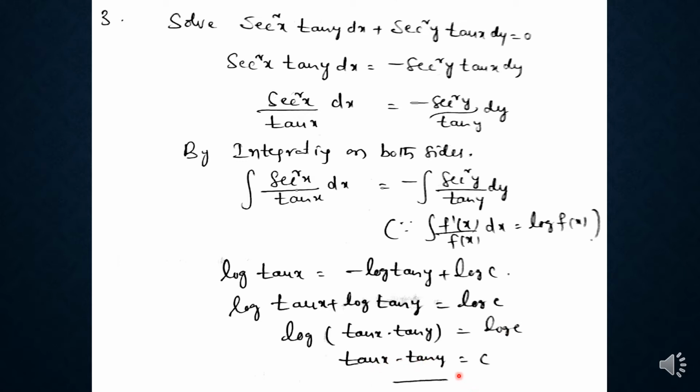So this is the required solution for the given differential equation secant square x into tan y dx plus secant square y into tan x dy is equal to 0. So in this problem, we used the integral f dash x by f of x dx is equal to log f of x. So here we separated the variables, all the x terms on the dx side and all the y terms on the dy side. After separating the variables, we integrated both sides. Then by the integration, we got like this.